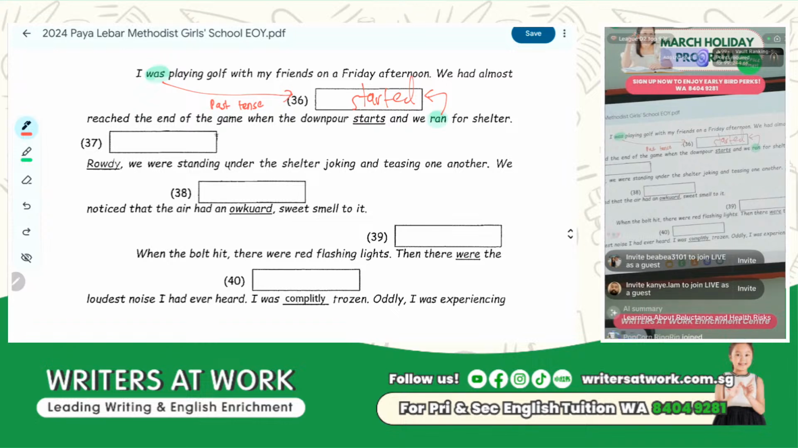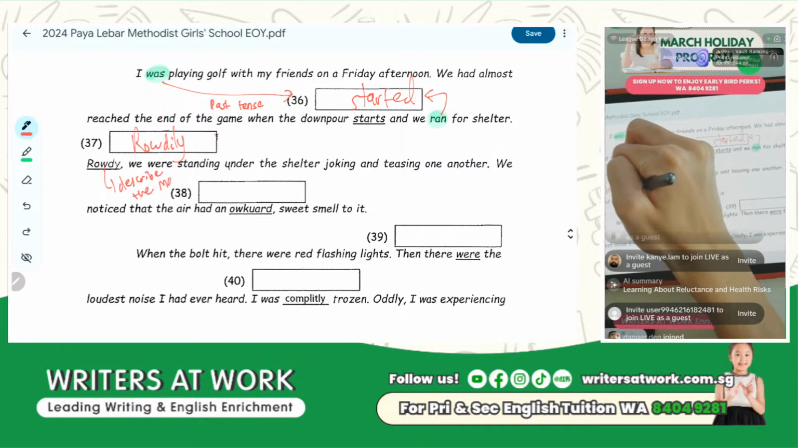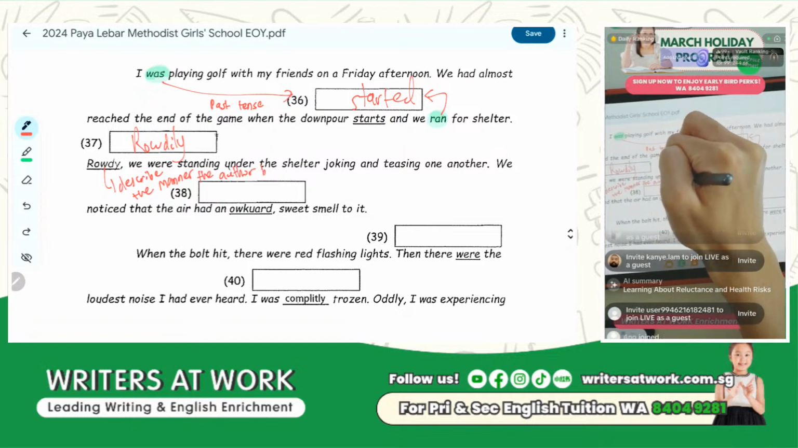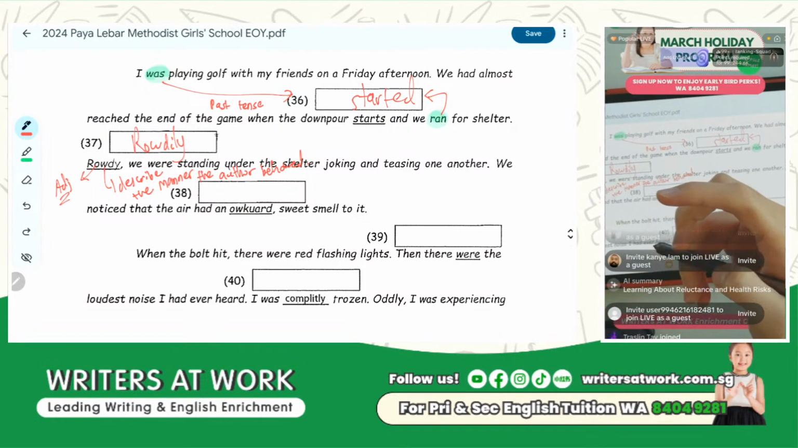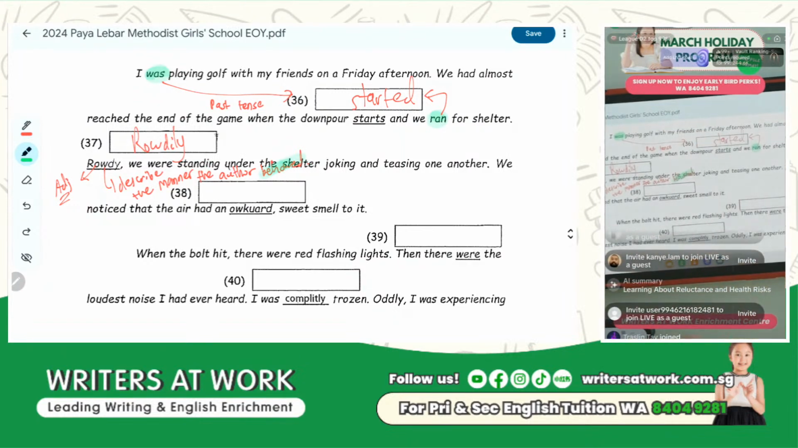Rowdy, we were standing under the shelter, joking and teasing one another. Okay, so you can see that the word here actually is rowdily, because we are trying to describe the manner in which the author behaved. Rowdy is just this word itself is an adjective. You're trying to describe a particular person, but we are not looking at the behavior. Okay, that's why we use the word rowdily.